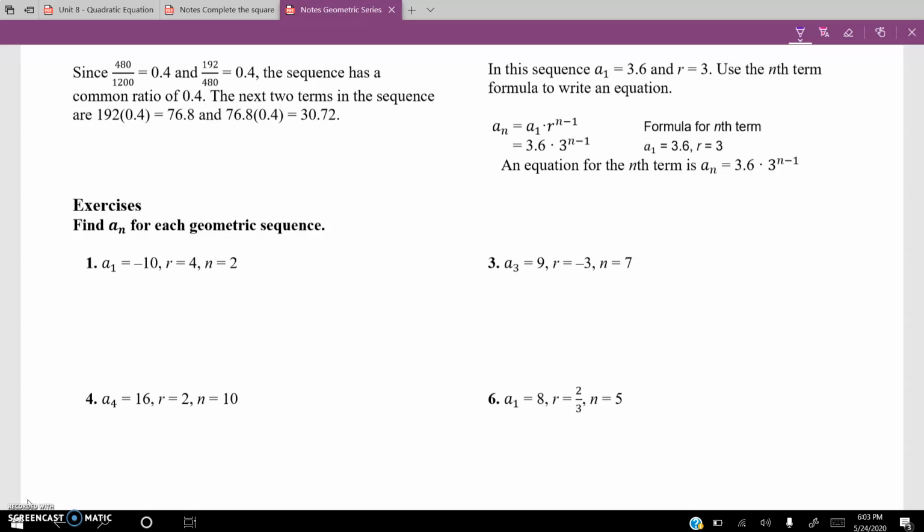So if I told you we were going to start at -10, we're always going to multiply that term by 4, and I want to get to the second term. You're going to take -10, because that's what I started with. You're going to multiply that by 4 to the 2, which was my n, the term I was trying to get to, minus 1, because I already have the first term. So -10 times 4 to the power of 1, well, that's -40.